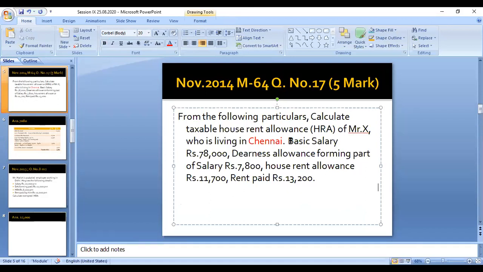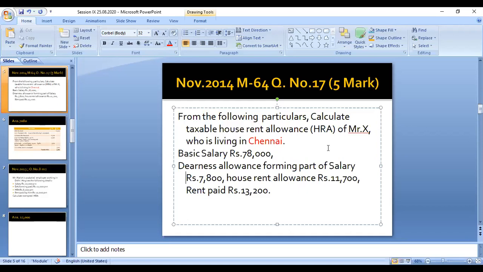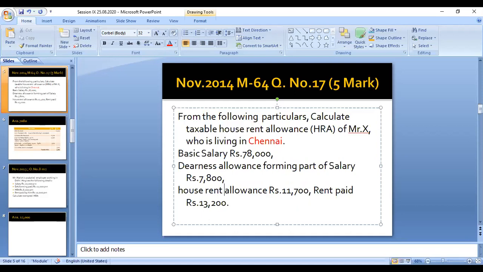The basic salary is given in the question, and the DA is given. The dearness allowance, they told that this is a forming part of the salary. So while calculating the salary for calculation of 10% and 50%, this should be considered. So the basic salary, DA, HRA, and rent paid are given. With this information you have to calculate taxable HRA.